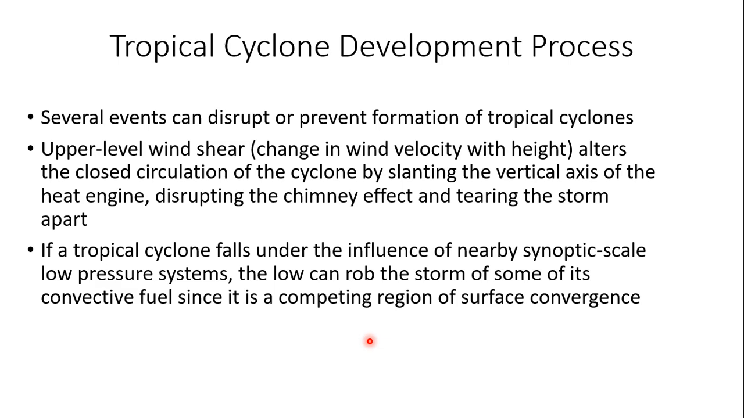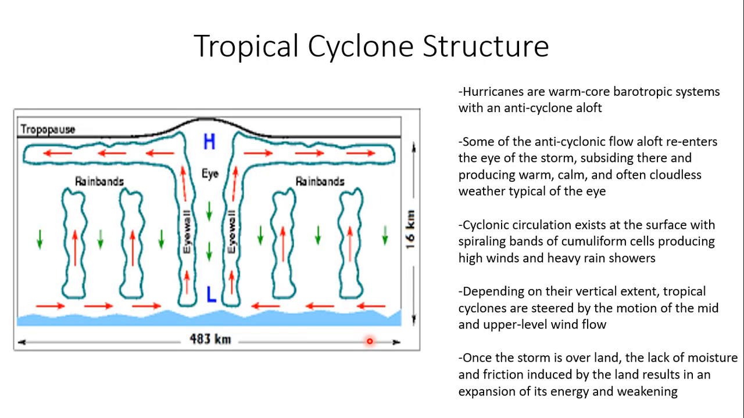Pretty neat stuff. Here is the vertical structure of a tropical cyclone. Hurricanes are generally warm core barotropic systems with anticyclone aloft, high pressure aloft. Here you see the blue H, this is your high pressure aloft. Some of the anticyclonic flow aloft is generally going to re-enter the eye of the storm, subsiding there, so you have sinking air motion at the eye because of this high pressure aloft. And the air, as it sinks, it compresses, it dries out, and it results in a relatively clear area at the center of the tropical cyclone.